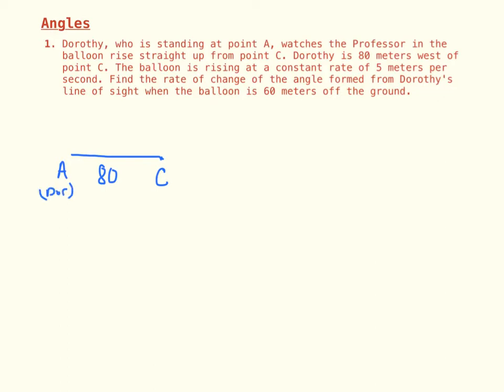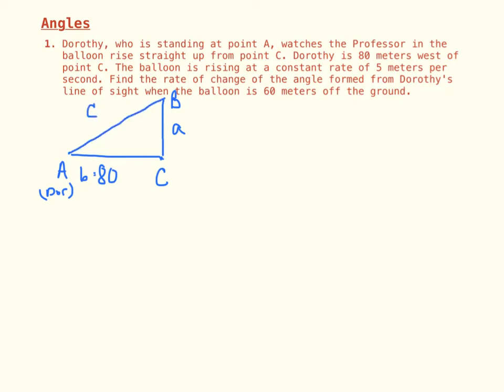All right, now the balloon rises up from point C straight up. So that would be where the balloon is. Okay, so B for balloon. And it tells us that it's rising at a rate of 5 meters per second. So let's get some variables on here. Okay, we're going to go ahead and we'll call this side A and this side B. And we're going to finish off our triangle and make this side C.